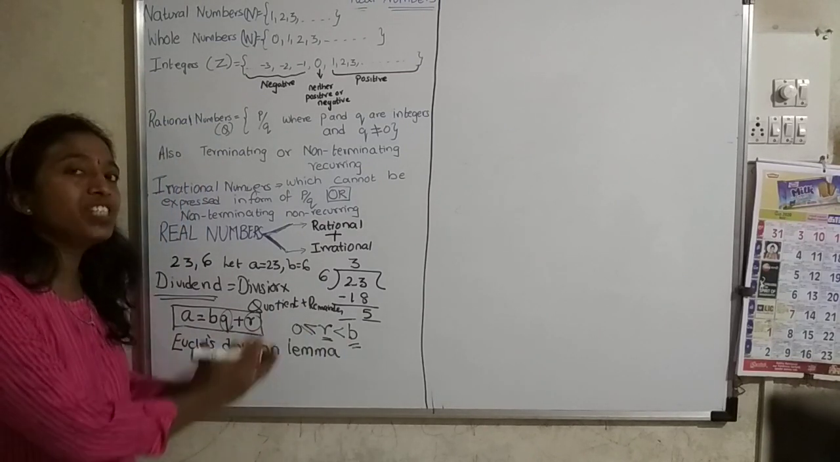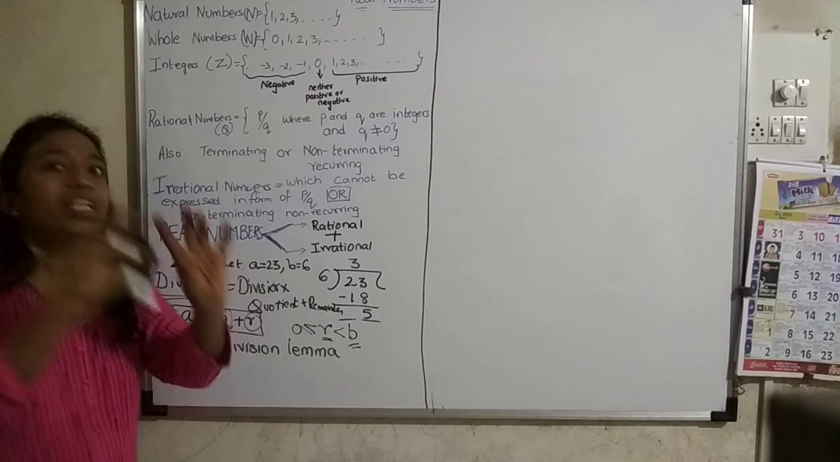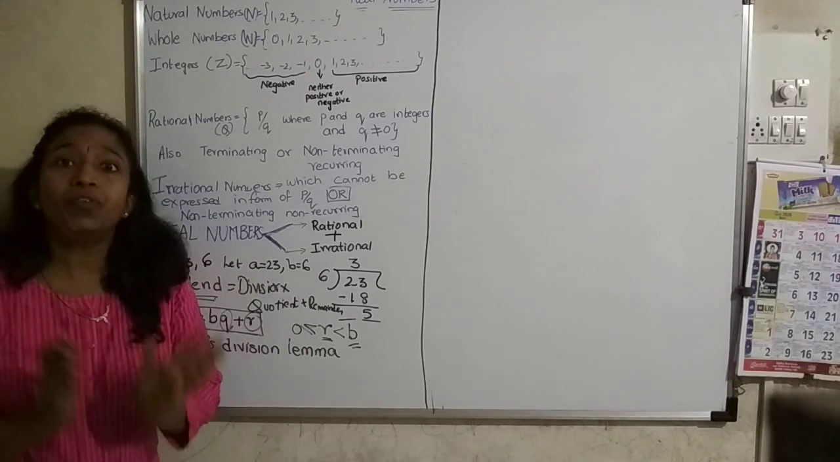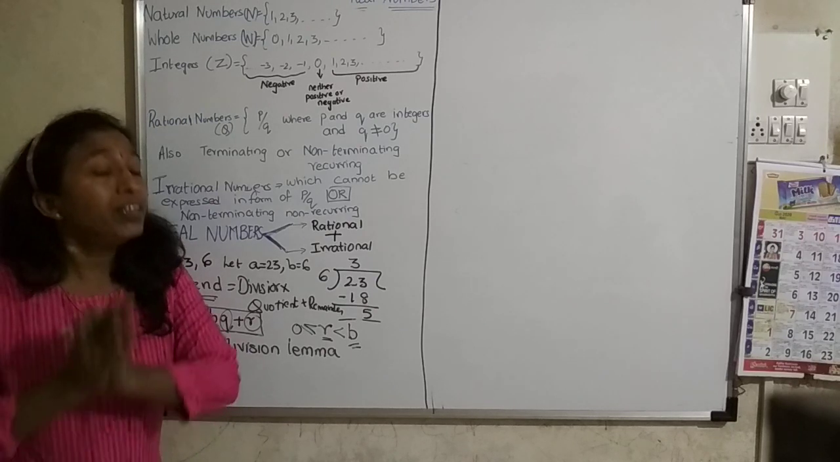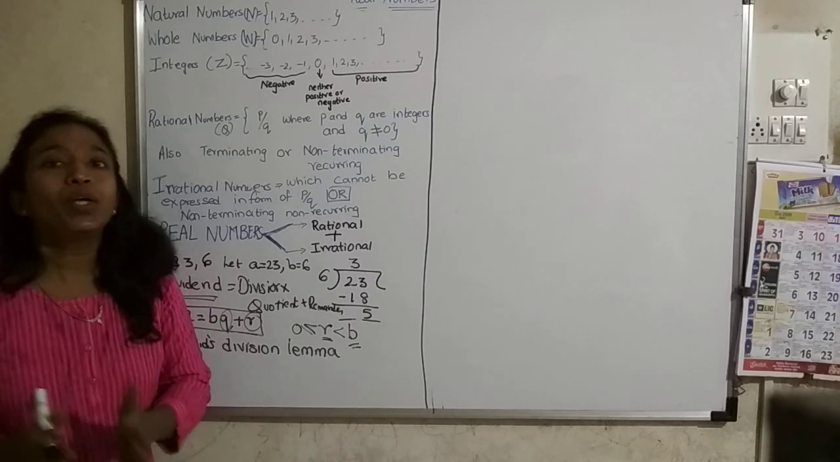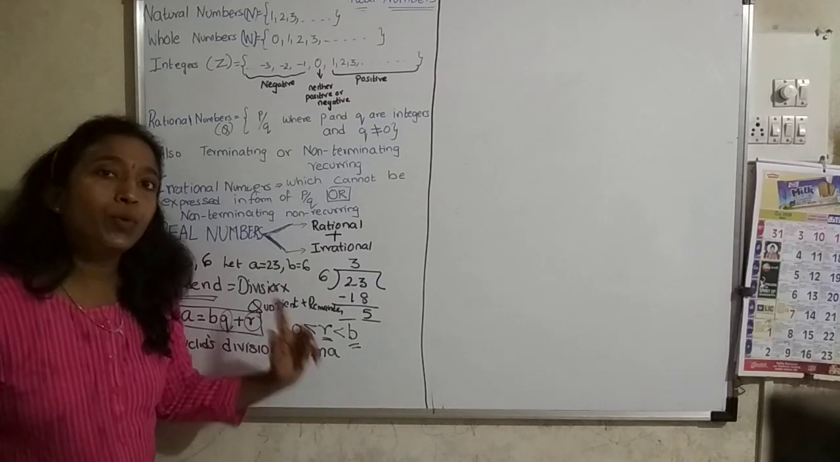So this is Euclid's division lemma, which you already learned, but given in a special format. That is Euclid's division lemma: a = bq + r. Given two positive integers a and b, there exist unique integers q and r such that a = bq + r, 0 ≤ r < b.